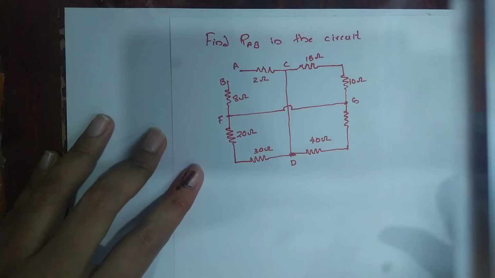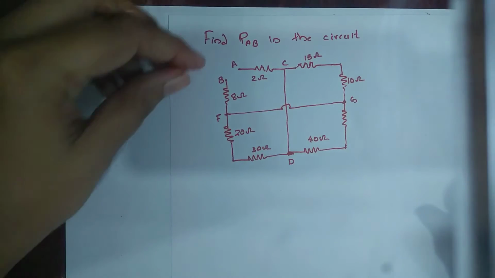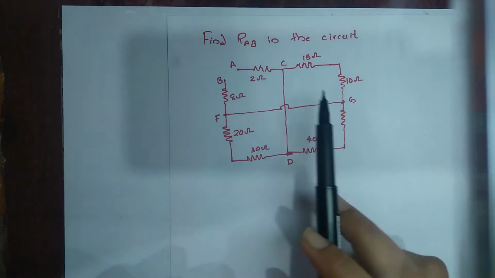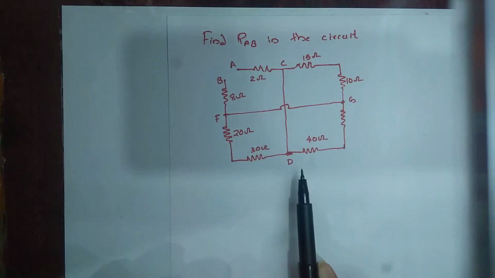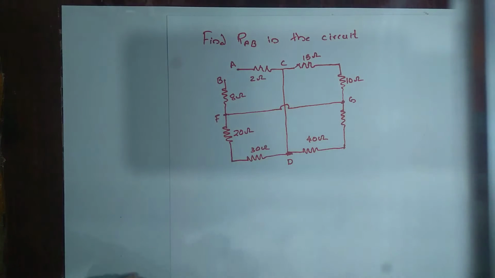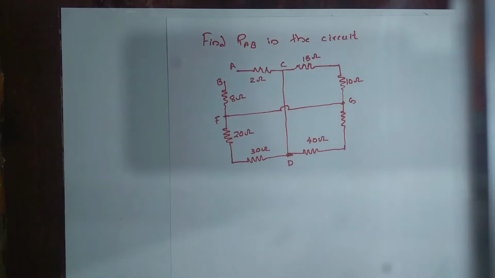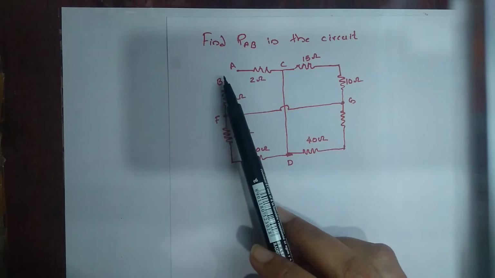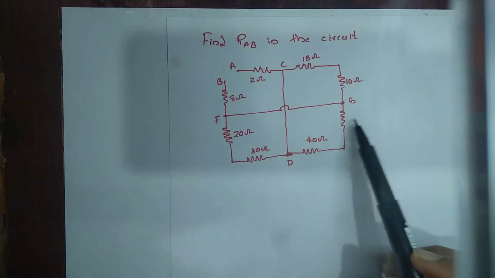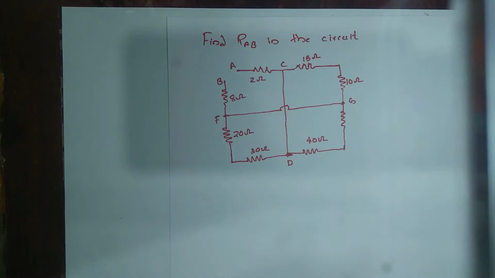So how can we solve this? We have to find A and B. But this FG is shorted, CD is shorted, but there is no shorting here. So how can I solve this? In order to start, I'll just try here. Okay, if I am solving this, this is easy, I think.